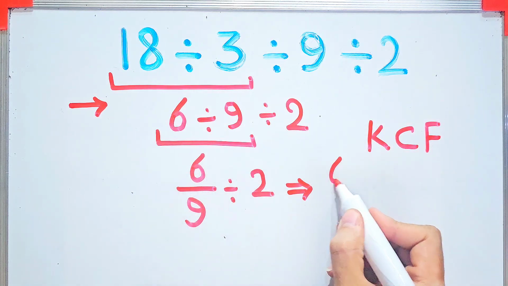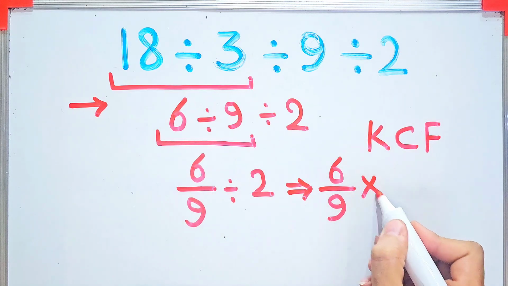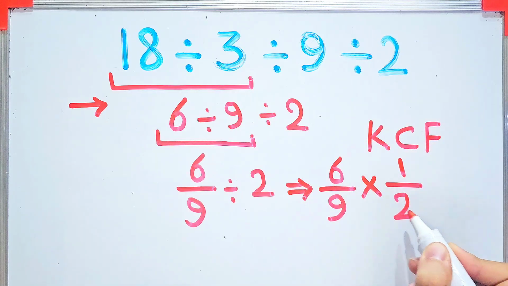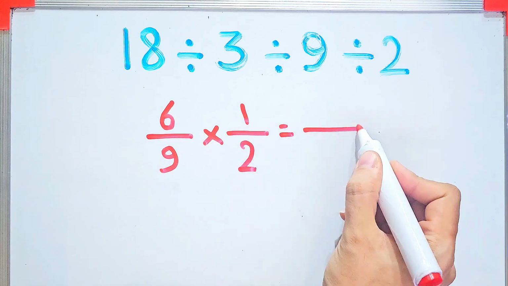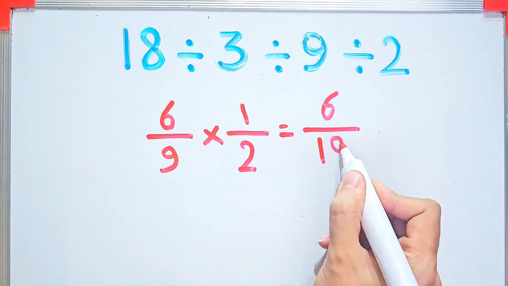As you can see in the image, we keep the first fraction as it is, then change the sign, then flip the second number. Now we do the multiplication and we get the final answer of this question. 6 times 1 equals 6 and 9 times 2 equals 18.